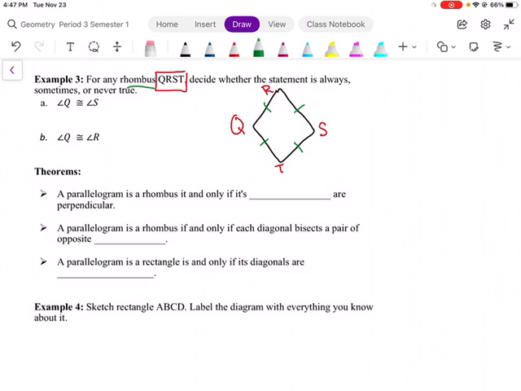So for this, they want to know sometimes, always, or never: is angle Q congruent to angle S? Now because a rhombus is a parallelogram, we know opposite angles are congruent to each other, which would mean this one is always true.